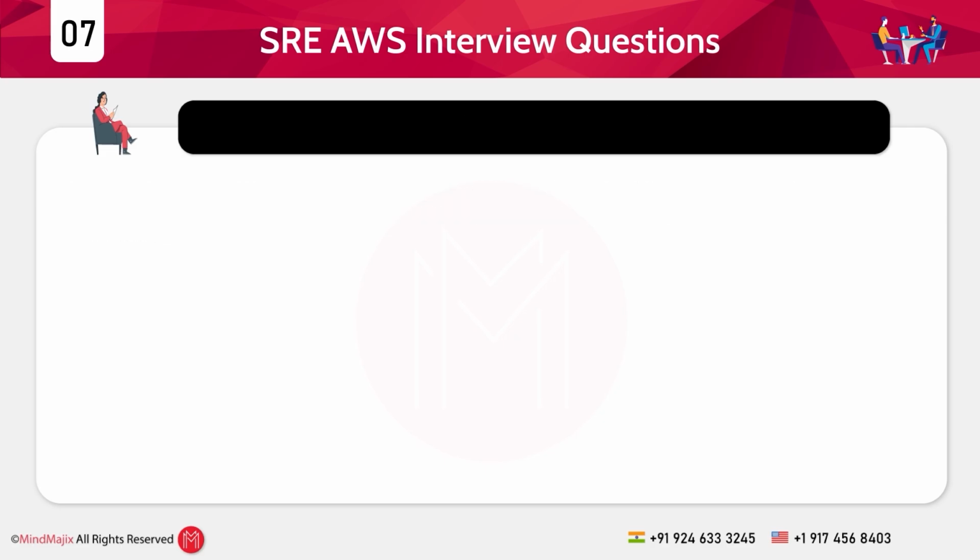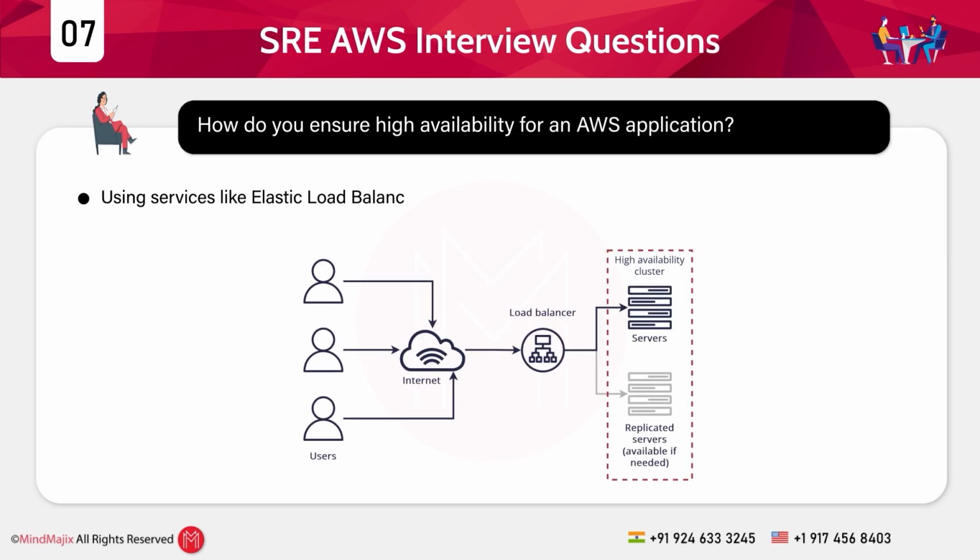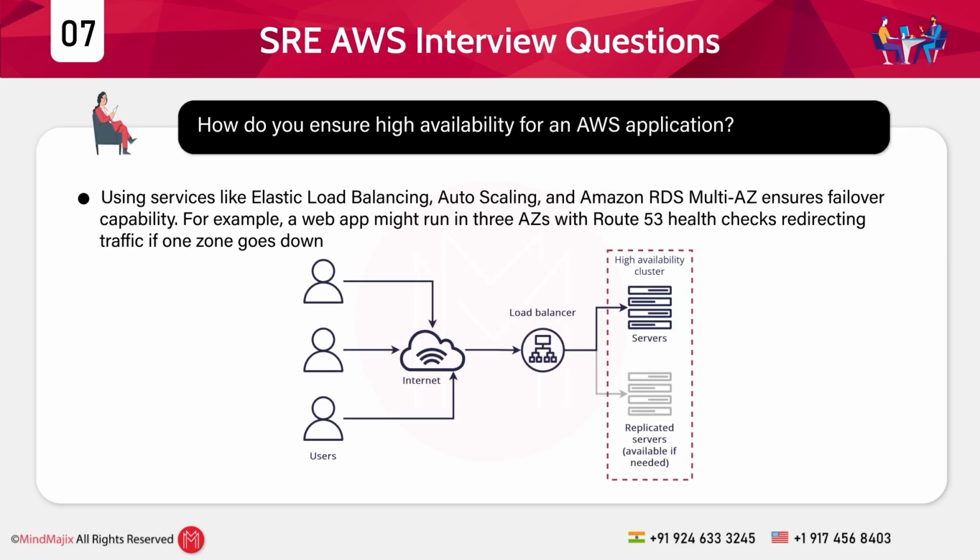The next question is, how do you ensure high availability for an AWS application? So high availability or HA in AWS is achieved by deploying the resources across multiple availability zones and sometimes multiple regions as well. So using services like Elastic Load Balancing, auto scaling, and Amazon RDS multi-AZ ensures failover capability. So for example, a web app might run in 3 availability zones with Route 53 health checks, redirecting the traffic if one zone goes down.